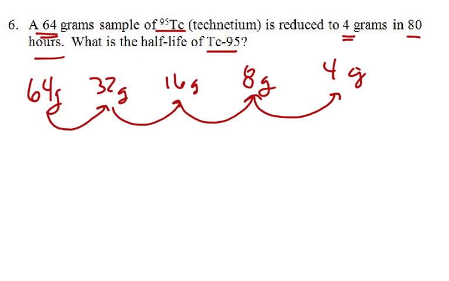Alrighty, so that took 1, 2, 3, 4 half-lives. So 4 half-lives is 80 hours. So therefore, 1 half-life must be 20 hours.